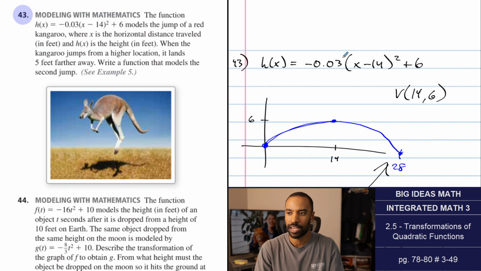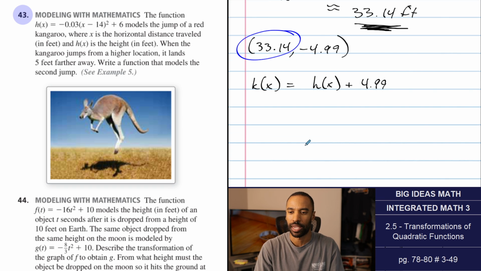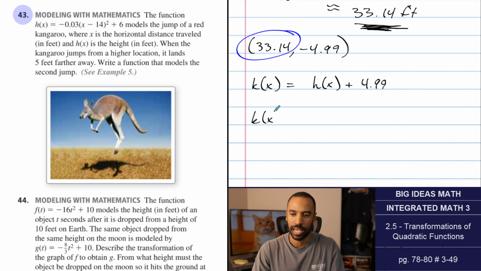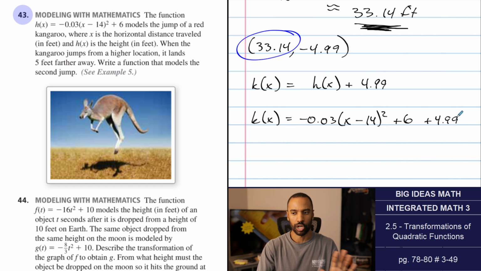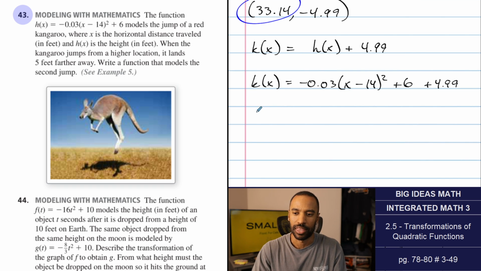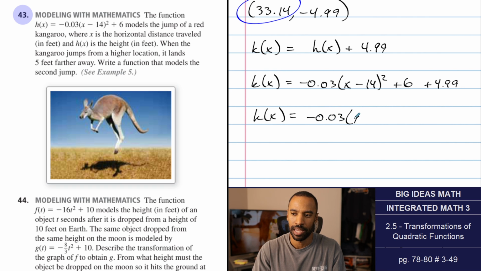What was our original h of x? This guy right here. So k of x is going to take negative 0.03 times x minus 14 squared plus 6, and we're going to add 4.99 to it. I'm just going to round to that. So that means our new function is going to be negative 0.03 times x minus 14 squared plus 10.99.